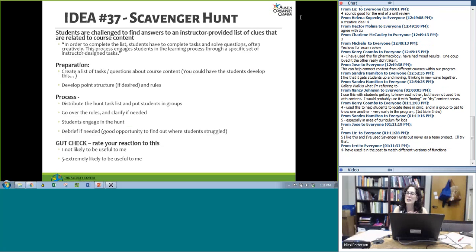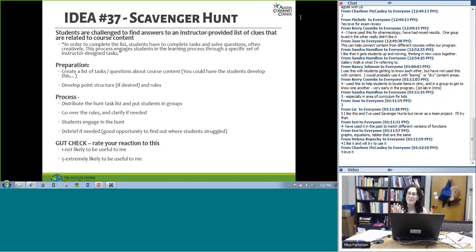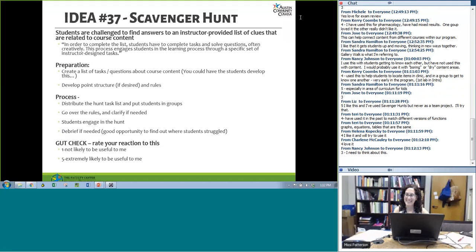Match different versions of functions. So Terry, if you can clarify for me, so for math, so different math functions. And Liz, it said you'd raised your hand, so if you want to chat in, you can, or you can unmute yourself, whichever you want to do. Graphs, equations, and tables that are the same. Cool, okay, so you are getting them to almost do clustering through the scavenger hunt. I love that idea. So Helena likes that idea, Charlene loves it.